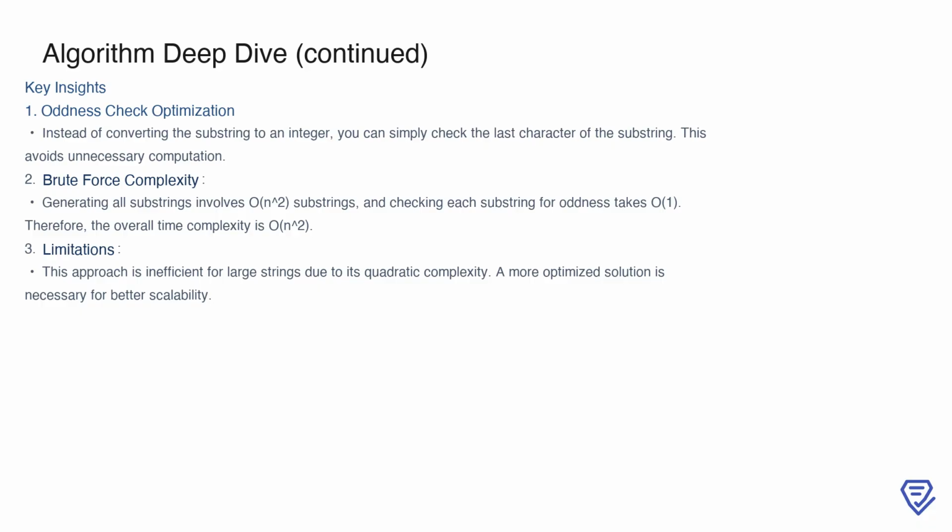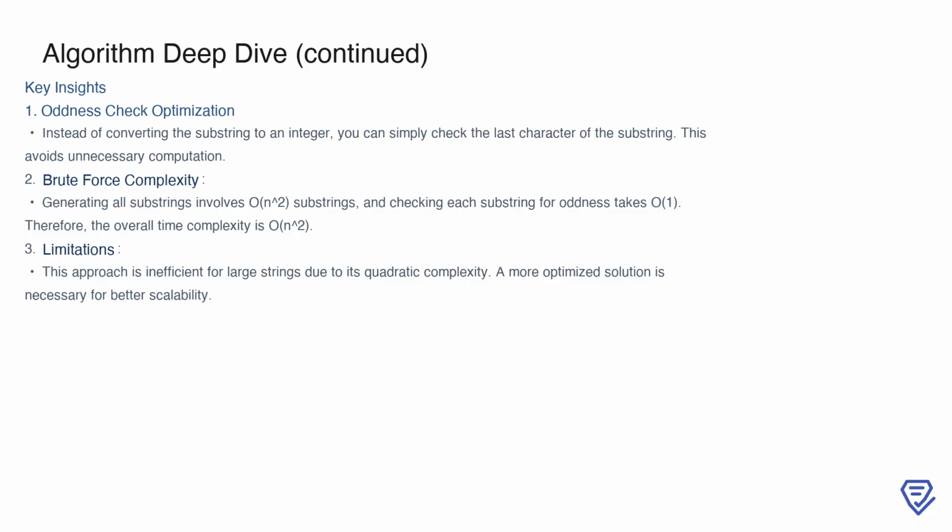Next, we analyze the complexity of the brute force approach. Generating all substrings involves O(n²) substrings for a string of length n, and each oddness check takes O(1), resulting in an overall time complexity of O(n²). However, this quadratic complexity renders the brute force solution inefficient for larger strings. Thus, while the brute force method is simple to implement, its limitations in scalability highlight the need for a more efficient approach.